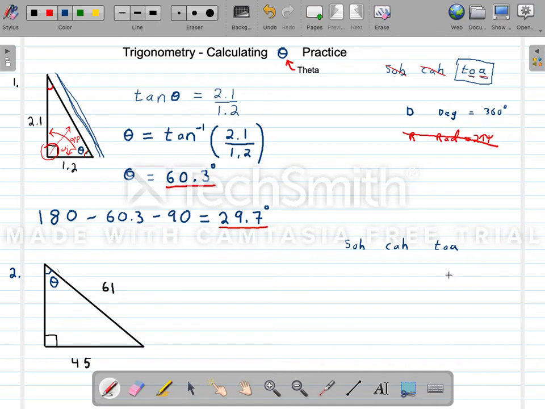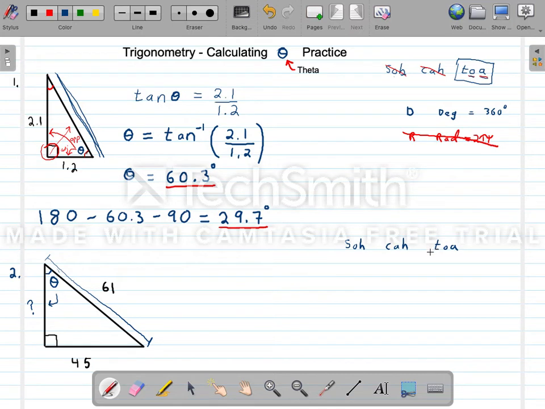Okay, I wrote out my SOHCAHTOA. So what am I given? Where is the hypotenuse? Look and see, the hypotenuse is the longest side across from the 90. This is my hypotenuse. I'm given it, so I know what my hypotenuse is. Here's my theta. I do not know what the adjacent side is. I don't know what that is.